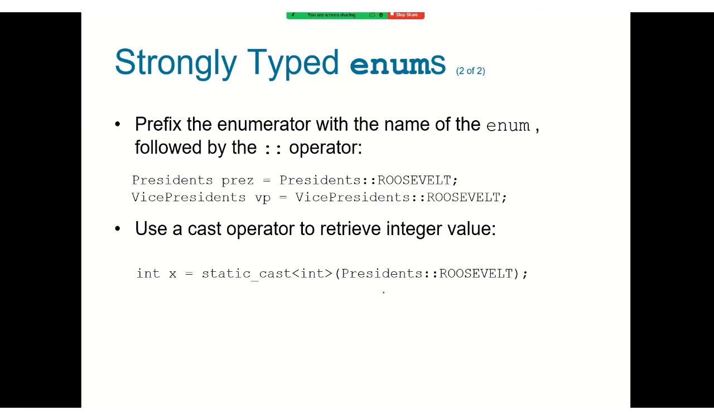Strongly typed means prefix the enumerator with the name of the enum followed by the double colon operator. So you say president's, and then you do this one, and vice president's, you can do this one. You can also use a cast operator to retrieve the integer value. So this is the way you can do it.